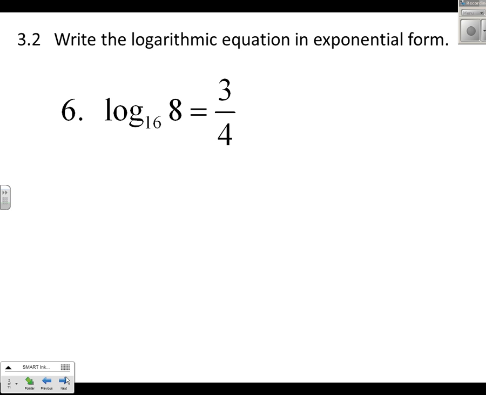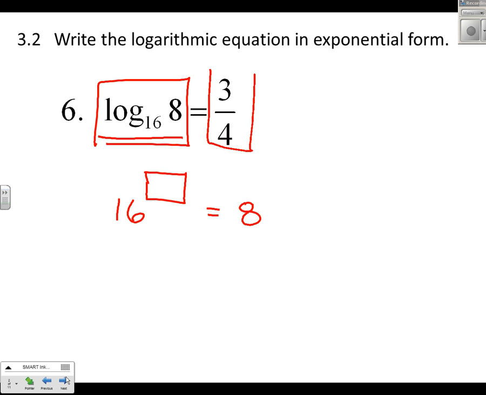So, write the logarithmic equation in exponential form. Let's understand that. I would read this as log base 16 of 8, but I would think of it as the exponent that turns 16 into 8. But this is equal to 3/4. So 3/4 is the exponent that turns 16 into 8.